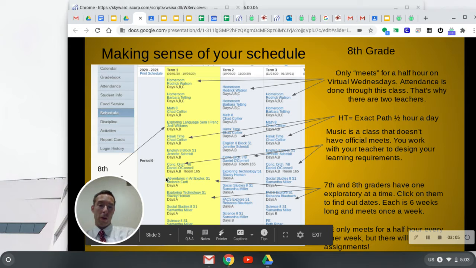7th and 8th graders have one exploratory at a time. 6th graders do 2. You click on the exploratories to find out which ones you have and when. They're 6 weeks long.